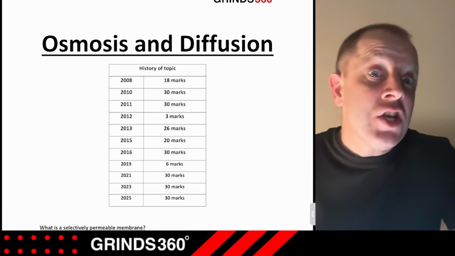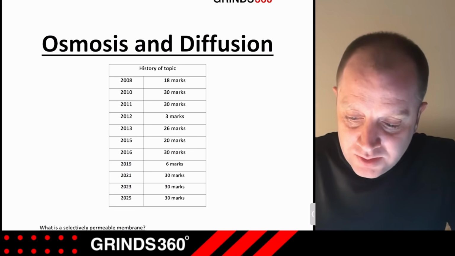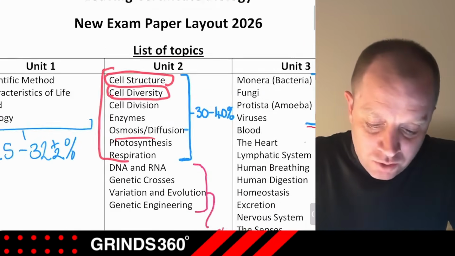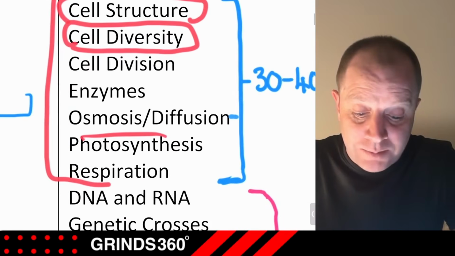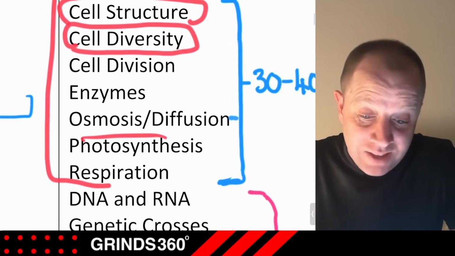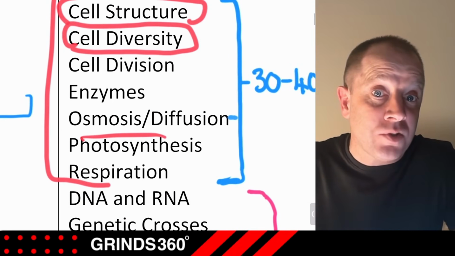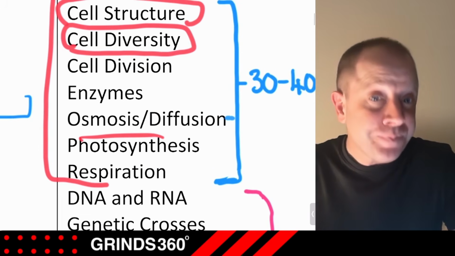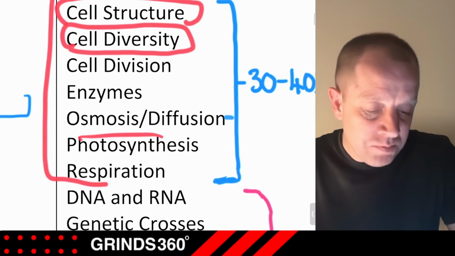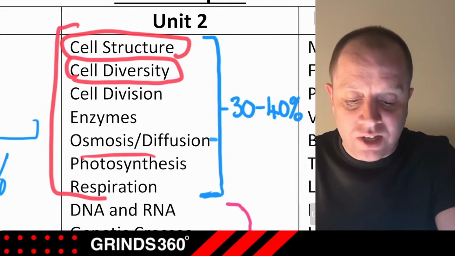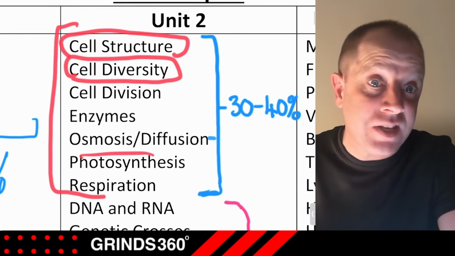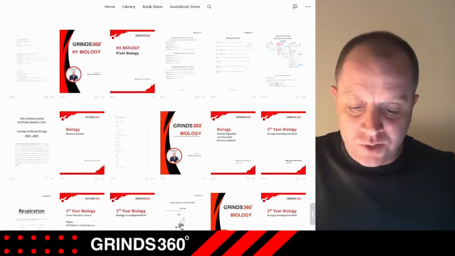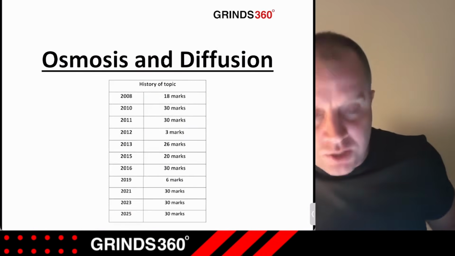That's why I'm saying, don't be studying, as I said just before we got going here, don't go and study cell division, enzymes, photosynthesis, respiration, and then leave out cell structure, cell diversity, and osmosis diffusion. Because you'd be really annoyed that 30 to 40%, and you might not have realized that cell structure and cell diversity, osmosis diffusion could have made up 15% of that. You just never know. So we want to make sure we know these 3 smaller chapters. Let's go and look at osmosis diffusion.